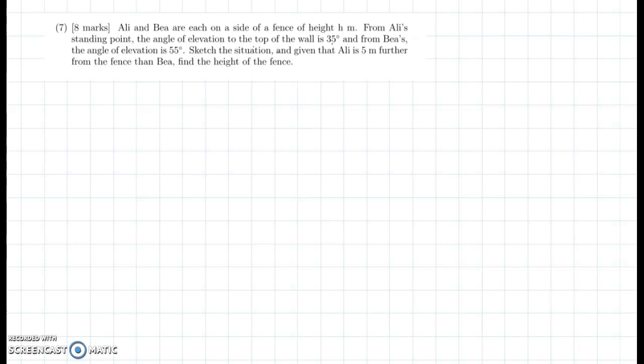In this video, we are going back to one of the problems from the test. We have Ali and Bea, and they are each one on a side of a fence of height h. From Ali's standing point the angle of elevation to the top of the wall is 35, and from Bea's the angle of elevation is 55. We have to sketch the situation, and given that Ali is 5 meters further from the fence than Bea, we have to find the height of the fence.